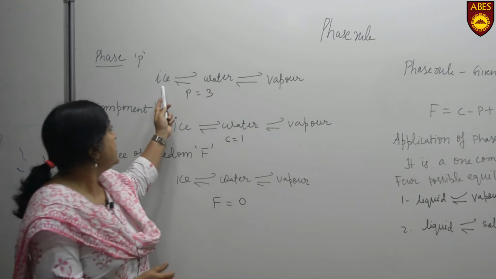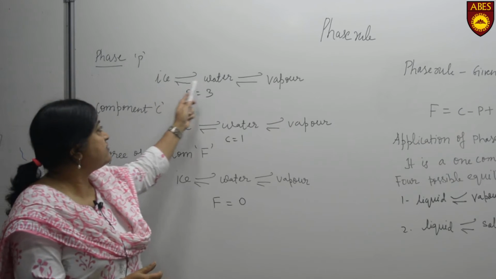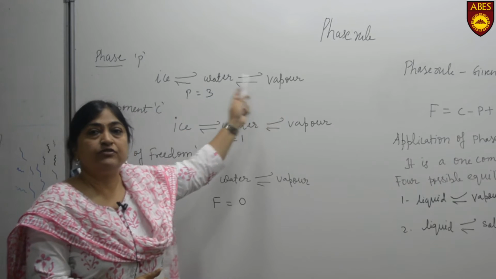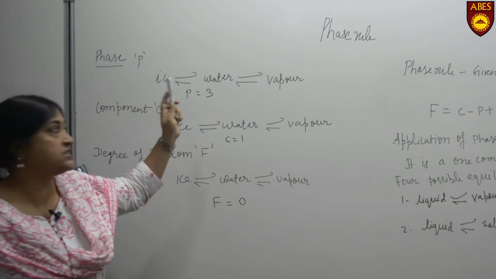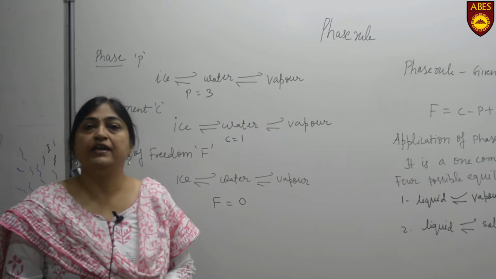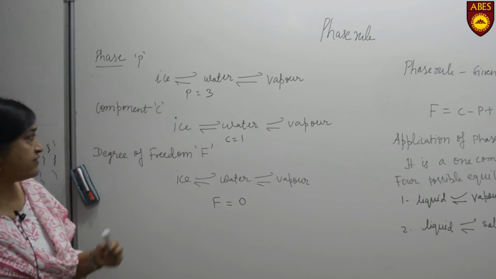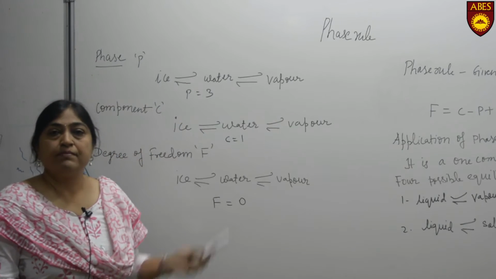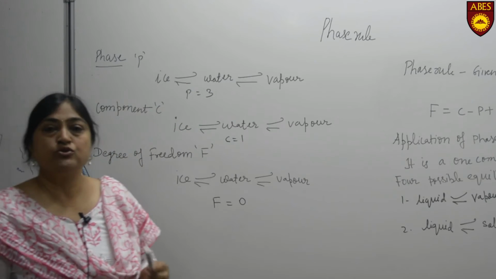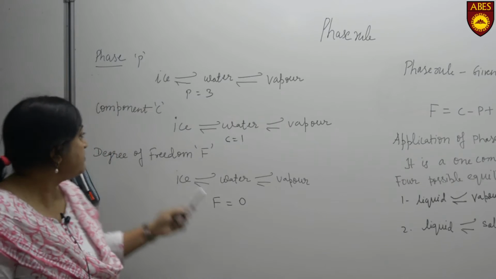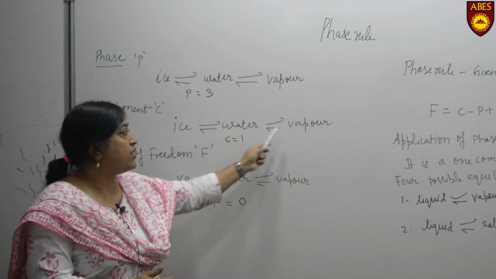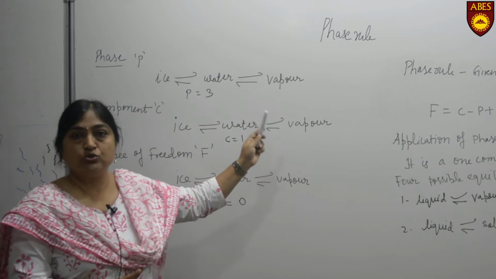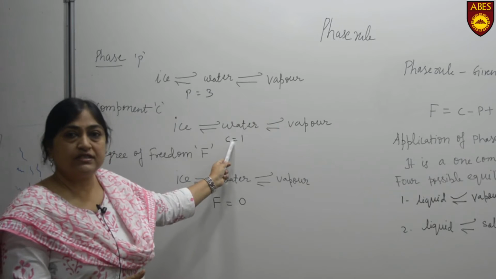For example, ice is in equilibrium with water and water is in equilibrium with vapor. This is a three-phase system because all these three, solid, liquid and gas, are mechanically separable. Next is component. It is represented by C and it is the minimum number of components which can be used to express the system. For example, ice is in equilibrium with water, water is in equilibrium with vapor. All these can be expressed by the H2O. So it is a one component system.